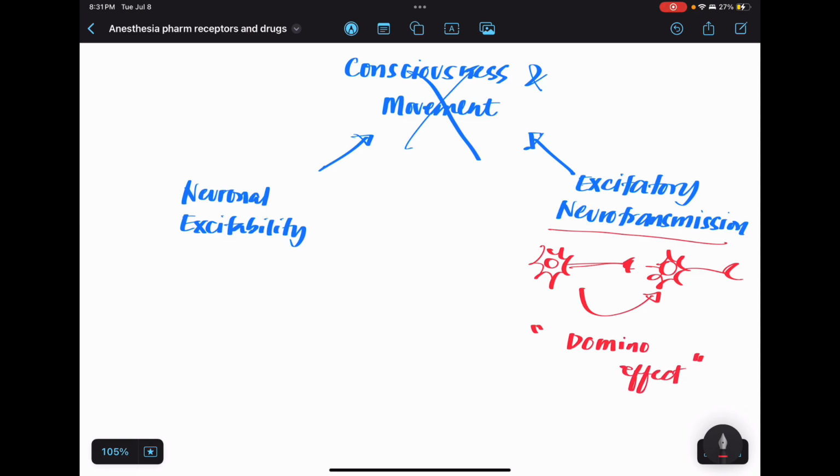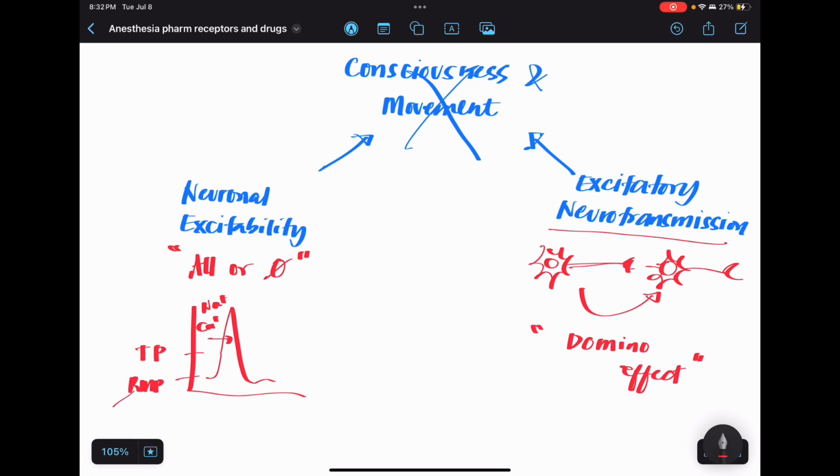I remember this by thinking about all or nothing. When you try to depolarize or excite the cell with the action potential, we have a resting membrane potential and a threshold potential. If the resting membrane potential does not reach the threshold potential, it just gives you a local effect. But if it reaches the threshold potential, then it becomes a full-blown excitatory effect on the cell, caused by influx of something positive, calcium, sodium, in the cell. So that's the all or nothing effect. The neurons will not be excitable unless you reach the threshold potential. So that's how I remember it.